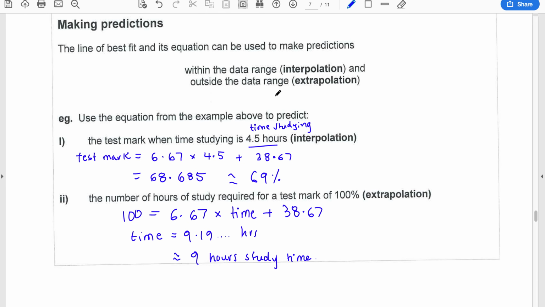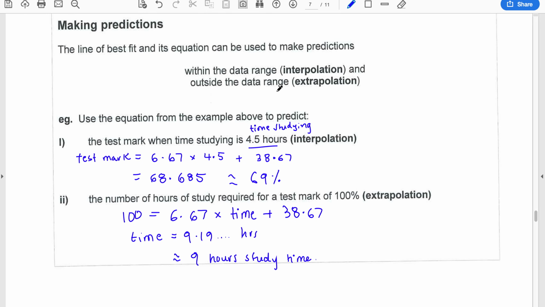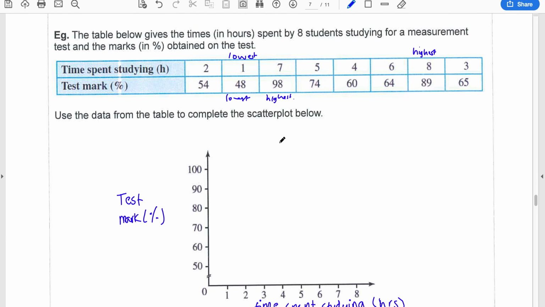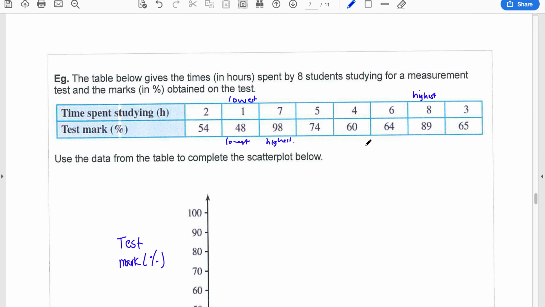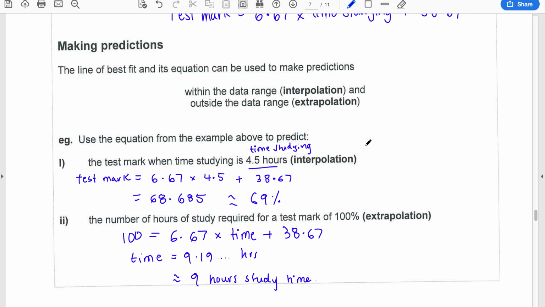And when you have that, so outside the data range, you are talking about something called extrapolation. So the best way to approach these questions, if you're asked, is it interpolation or is it extrapolation, you need to look at the value you were given. So not the one you found, the one that you were given. Then have a look back up at your data set and see if it's in that range. If it's not, it's extrapolation. If it is, it's interpolation.